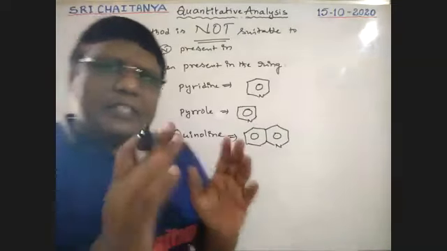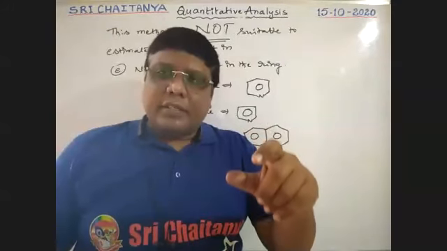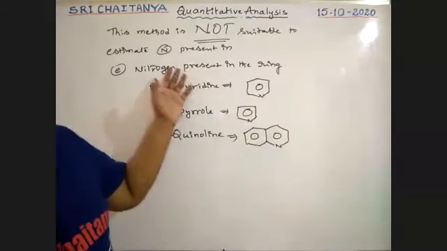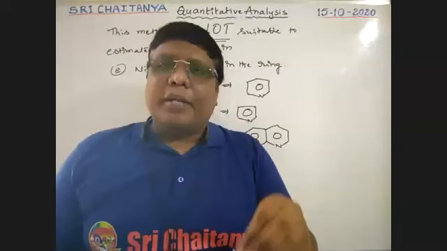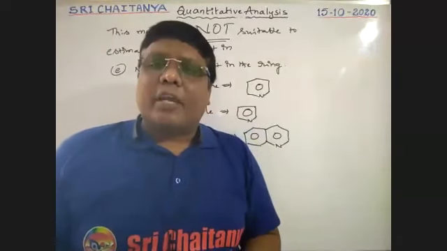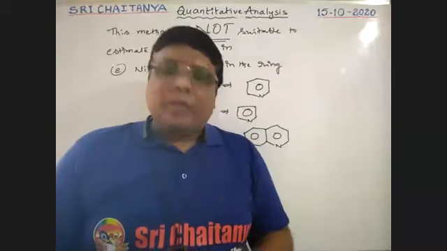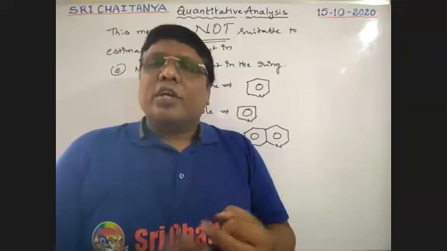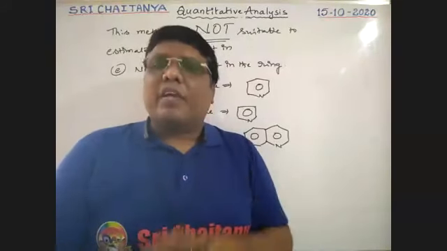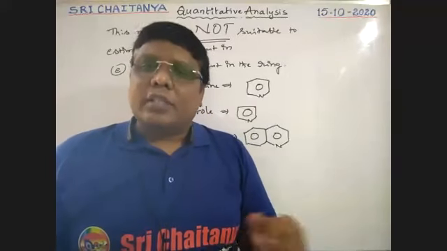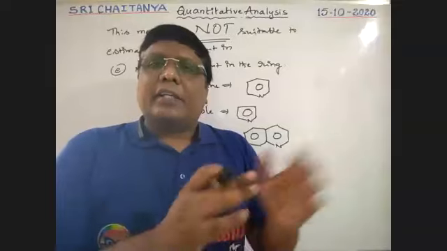So please keep in mind, based on this explanation, this limitation: at least one bit must be available. In which of the following cases is nitrogen not estimated by Kjeldahl's method? Nitro compounds, azo compounds, azoxy compounds, and nitrogen present in the ring. These are very, very important cases. So this is the theory behind Kjeldahl's method.